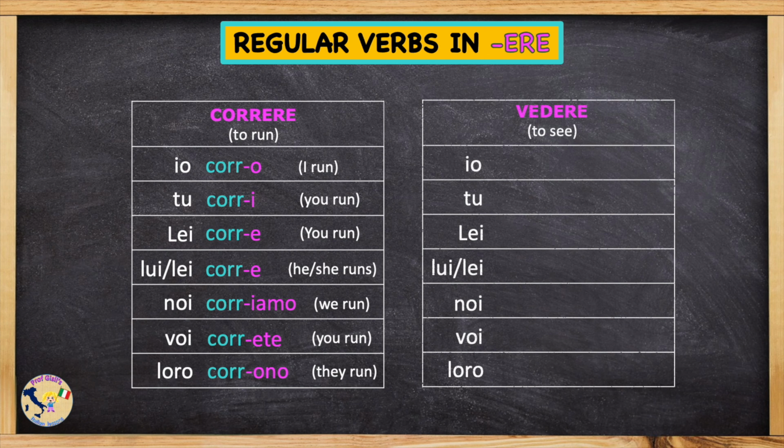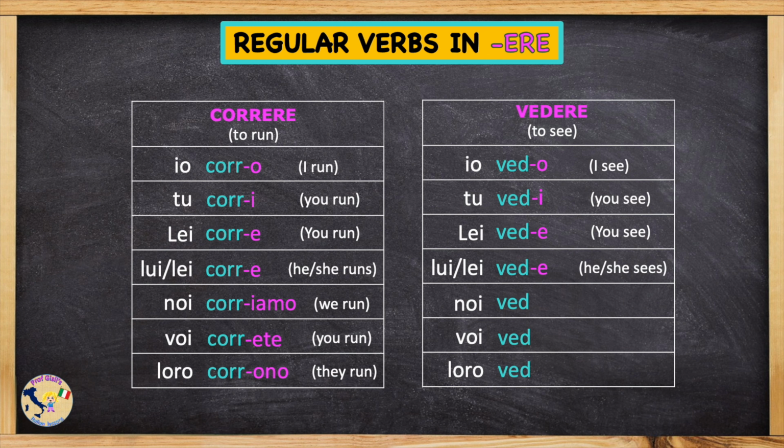Now let's conjugate the verb vedere, to see. We start from the stem, ved, then add the endings for the present indicative. Io vedo, tu vedi, lei vede, lui vede, lei vede, noi vediamo, voi vedete, loro vedono.